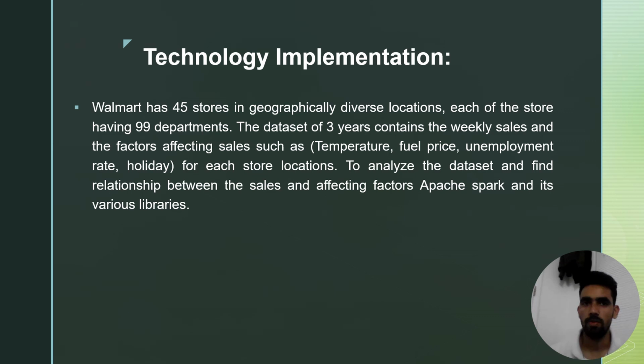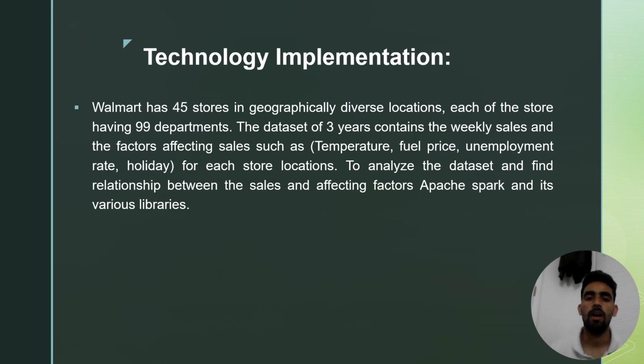In this case study, Walmart has 45 stores, geographically diverse in different locations. Each store has a minimum of 90 to 99 departments. The data sets of these 3 years include weekly sales and the factors affecting them, as I mentioned before: temperature, fuel, unemployment and holidays. The data of these factors for every week has been stored over the 3 years. Those large data sets have been combined to analyze the relation between the sales and the factors using libraries, tools and technologies like Hadoop HDFS and MapReduce.